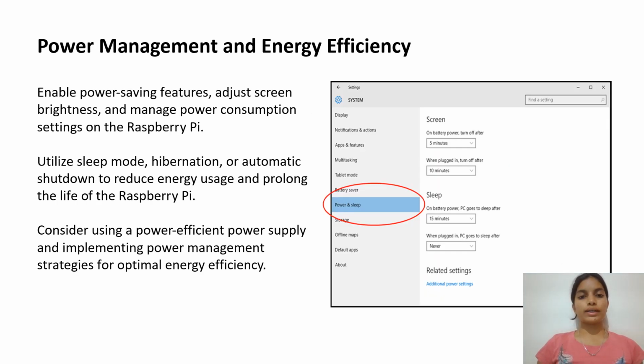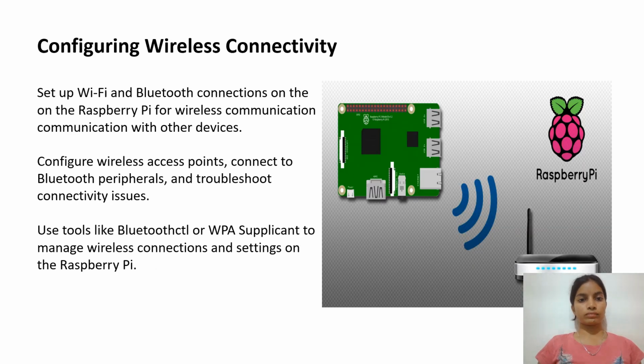Power management and energy efficiency. Enable power saving features, adjust screen brightness, and manage the power consumption settings on the Raspberry Pi. Utilize sleep mode or automatic shutdown to reduce energy usage and prolong the life of the Raspberry Pi. Consider using a power efficient power supply and implementing power management strategies for optimal energy efficiency.